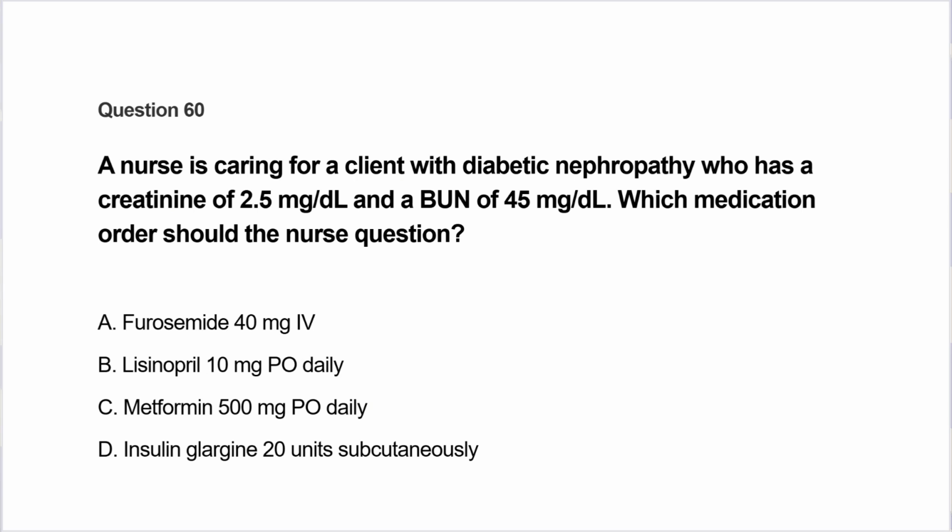60. A nurse is caring for a client with diabetic nephropathy who has a creatinine of 2.5 mg/dL and a BUN of 45 mg per dL. Which medication order should the nurse question? A. Furosemide 40 mg IV. B. Lisinopril 10 mg PO daily. C. Metformin 500 mg PO daily. D. Insulin glargine 20 units subcutaneously.